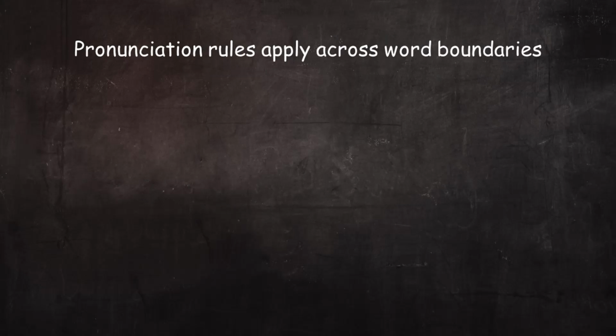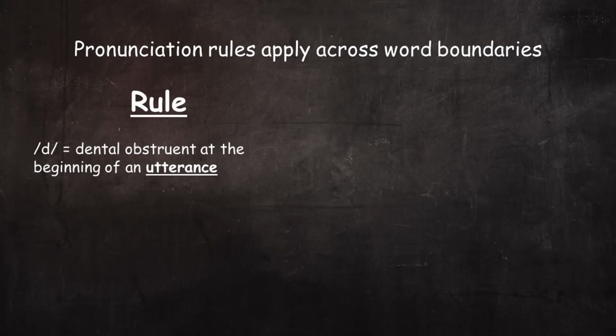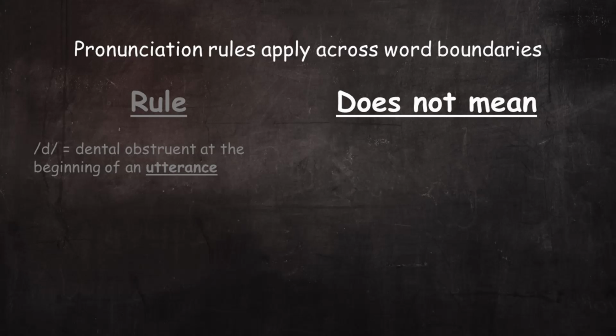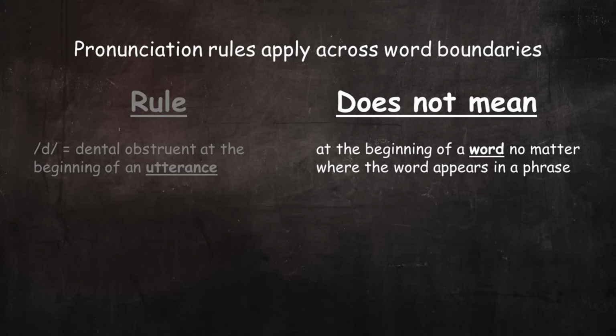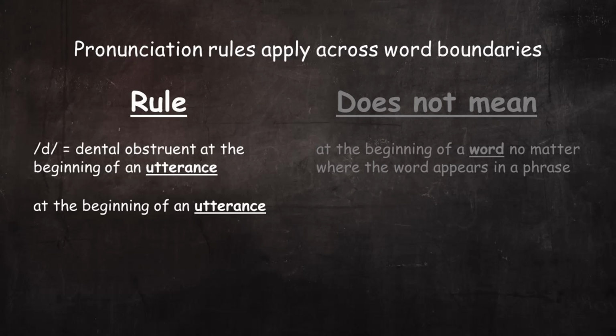It's very important to understand that Spanish pronunciation rules apply across word boundaries. So the rule we mentioned earlier about D being pronounced as a dental obstruent at the beginning of an utterance does not mean at the beginning of a word, no matter where the word appears in a phrase. It means at the beginning of an utterance. In other words, when you begin speaking after a pause. Let me show you what I mean with some examples.